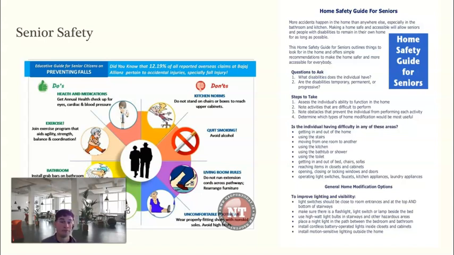If the individual is having difficulty, it probes you to think of, okay, what are they having difficulty with and where do we need these modifications? Things, again, that we probably take for granted, like getting in and out of the home. How about using the stairs if it's a multi-level home? Can they actually get from one room to another?